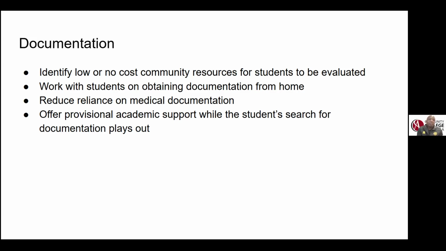I can talk. Yeah. As members of AHEAD, we know the importance of documentation in what we do. And I know each institution approaches this on a different level or basis. Documentation is very important in deciding accommodation. Sometimes this could be a barrier for international students. We want to identify low or no cost community resources for students to be evaluated.